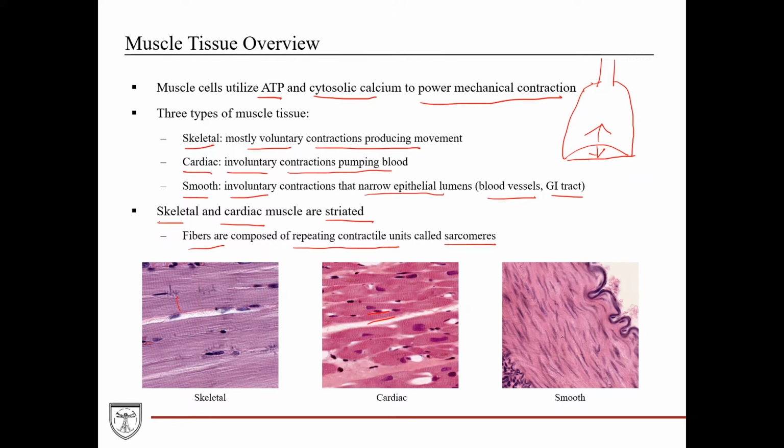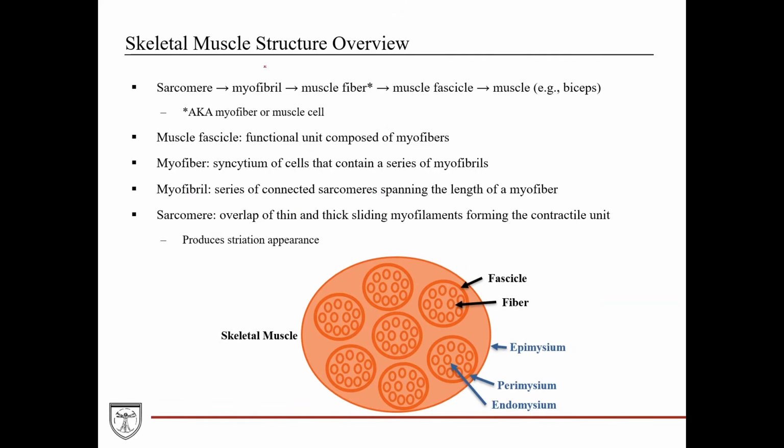Now, if you look at smooth muscle, part of the reason it's called smooth is because it doesn't have that striated appearance to it. And so the smooth muscle does not have that. And so they use a different contractile unit, and we'll go over that when we talk about smooth muscle in more detail. So now we'll go over the skeletal muscle structure.